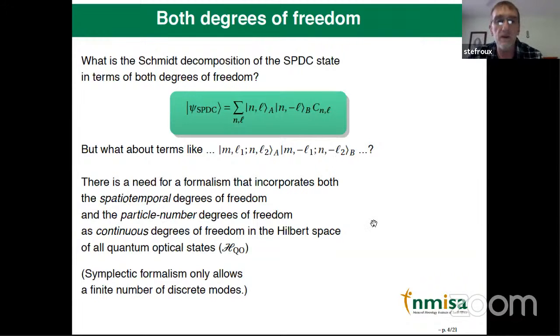So the situation becomes complicated, and what we need is a formalism that can incorporate the spatial temporal degrees of freedom and the particle number degrees of freedom, and preferably as continuous degrees of freedom in the Hilbert space for all the quantum optical states. Now I should point out there is a symplectic formalism that is continuous for the particle number degrees of freedom, but it is still discrete for the spatial temporal degrees of freedom because it typically represents that as discrete modes with a finite number.